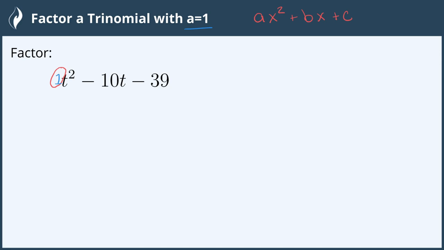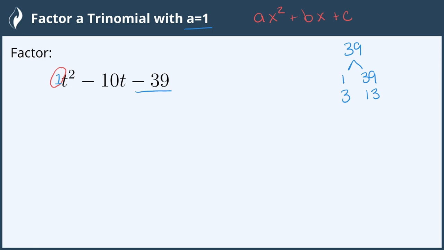To factor that, we will take our c, or the last term, and factor it completely, finding all of the factors that will make 39. So we'll come over here, and we always start with the number 1 and the number itself, and then we find all of the other factors. This is odd, so it's not divisible by 2, but it is divisible by 3. And 3 goes into 39 13 times. And actually, because those are both prime and there's nothing else that will go into 13, we're done. Those are all the factors of 39.